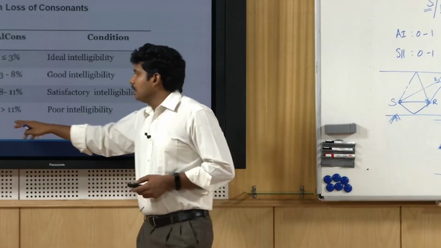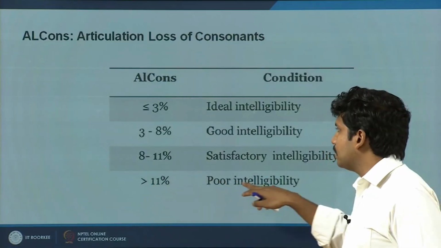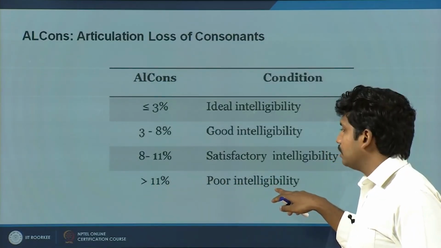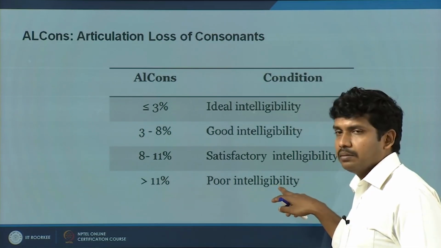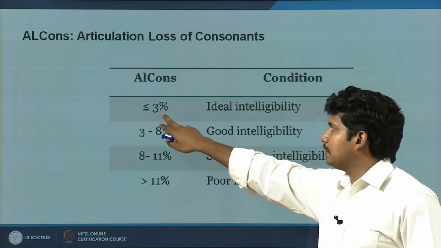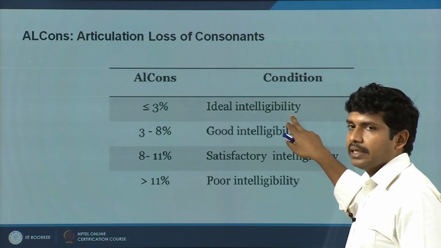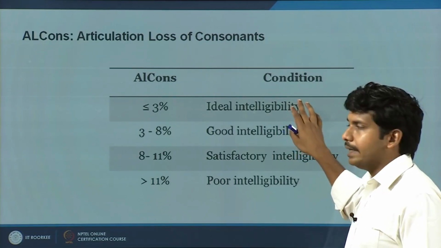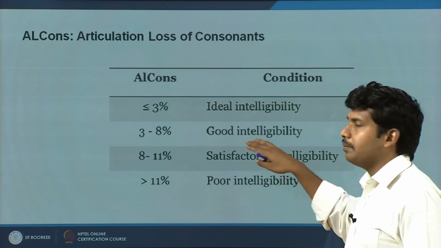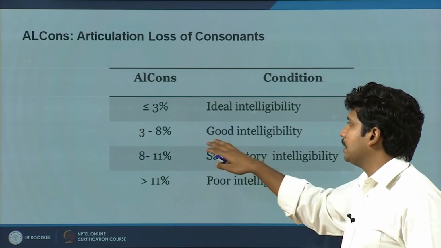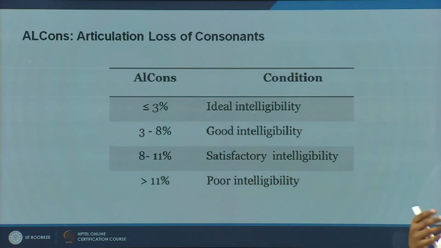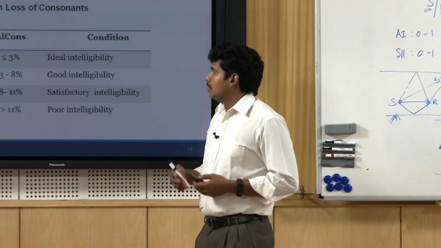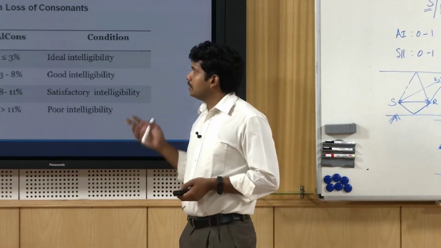For example, if more than 11% of consonants are lost, it indicates poor intelligibility. When the consonant loss is less than or equal to 3%, the intelligibility is ideal. You can target somewhere between 5 to 6 percent or a maximum of 8 percent, it is still good. You can allow up to 8% loss of consonants.